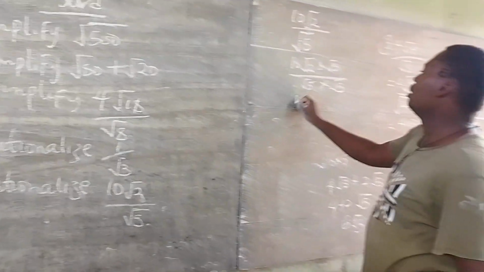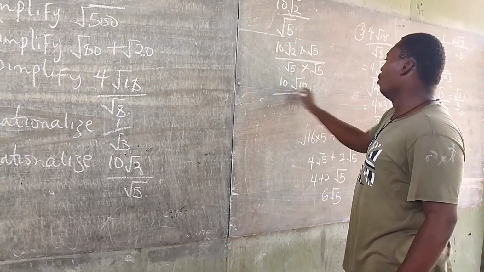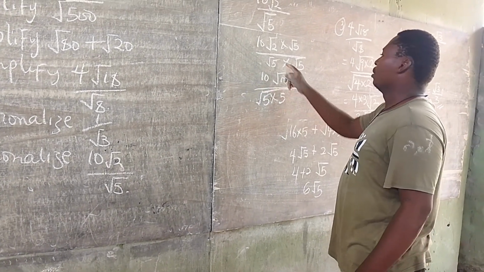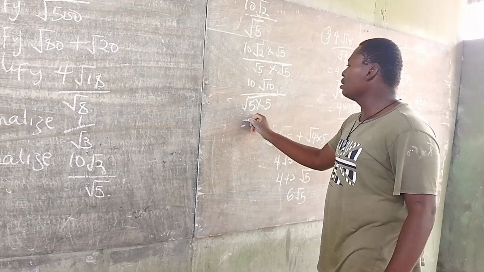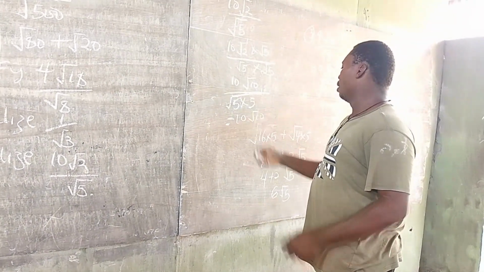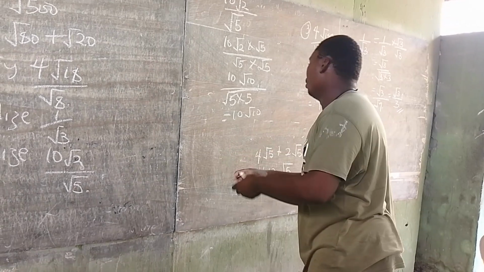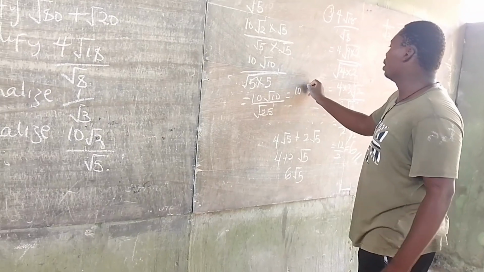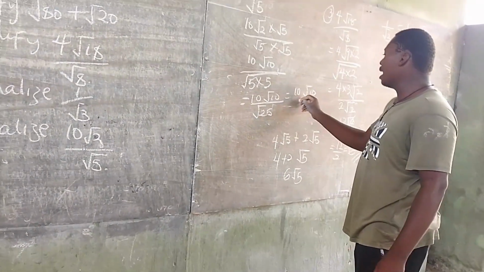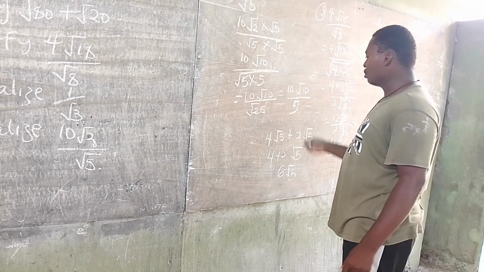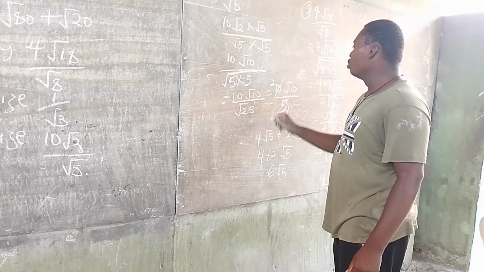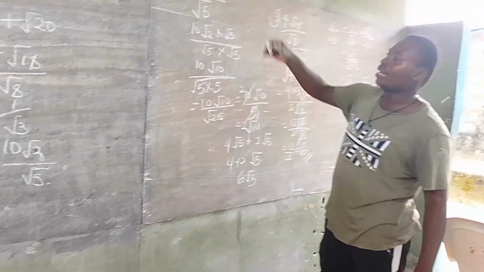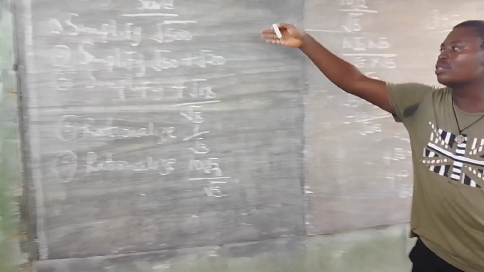Now, when we have something like this, we have 10 root 10 over root 5 times 5. The law. Now, this equals 10 root 10 over root 25. And square root of 25, we have 5. So if I have something like this, 5 here is 1 and 5 here is 2. So our answer here should be 2 root 10. These are the solutions to the questions here.